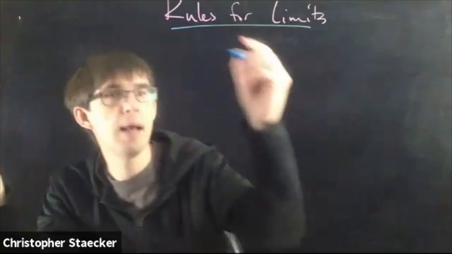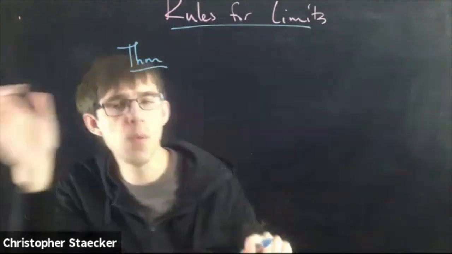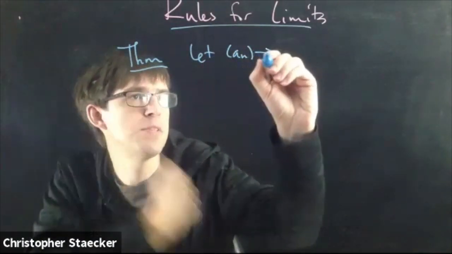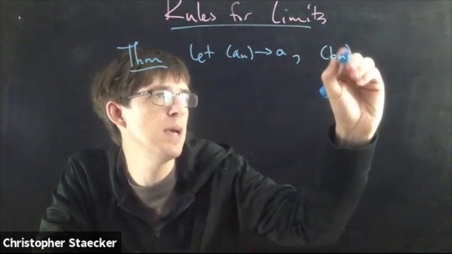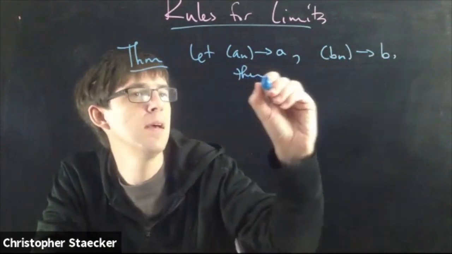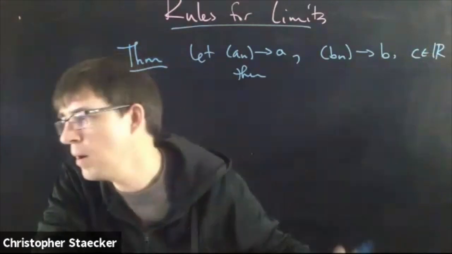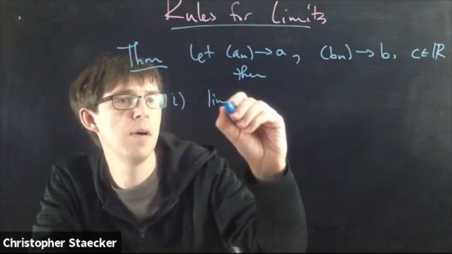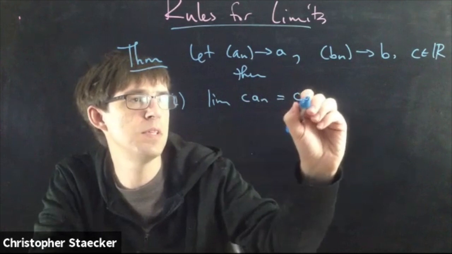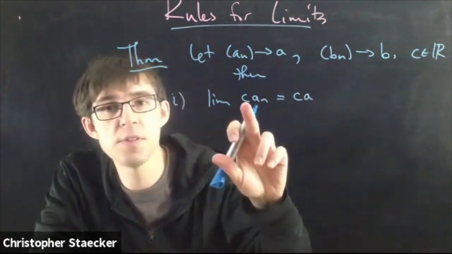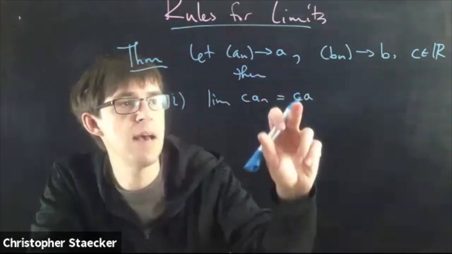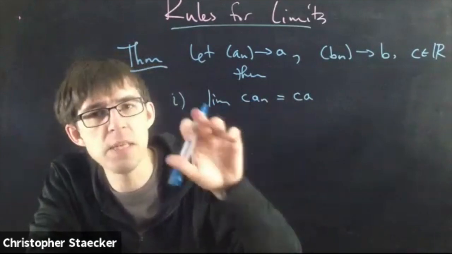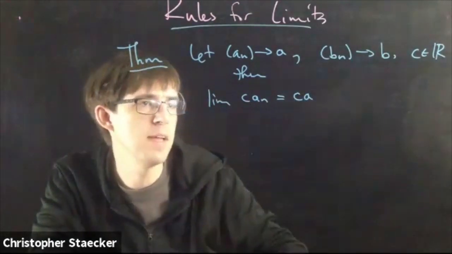All right. Rules for limits. So here's what the theorem says. We'll prove parts of it. It says let some sequence a_n approach A and some other sequence b_n approach B, and some constant c, a real number. Then the following things are true. The limit of c a_n is equal to cA. That is, if you just multiply the sequence by a constant, then the answer is that same constant times the limit. In other words, you can factor the c out of the limit, and you get c times the limit of a_n.